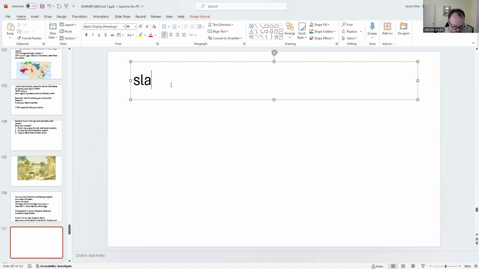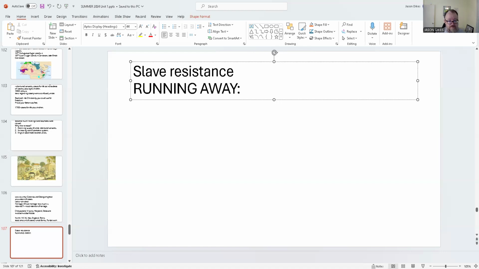Resistance was also pretty common as well. And resistance, again, would also be based on how long you've been here, what part of the country you were on, and so on. The first type of resistance is simply running away. Okay?